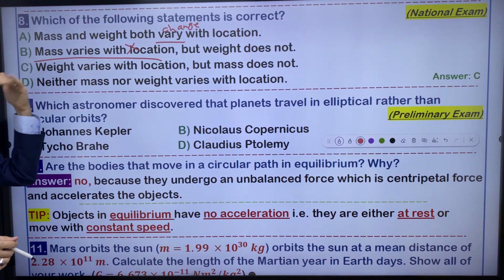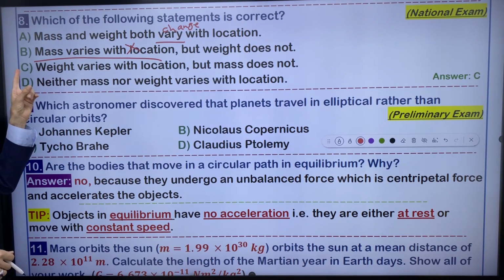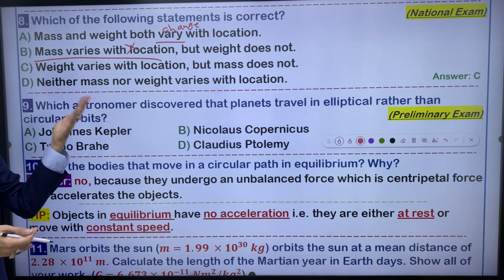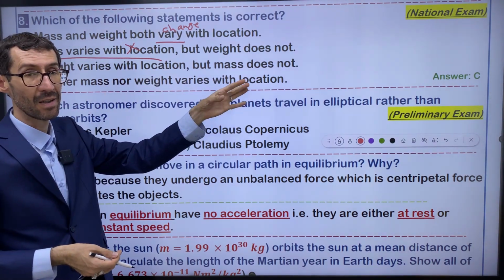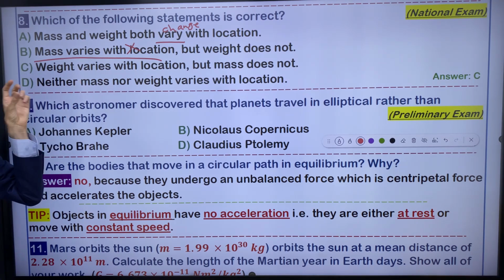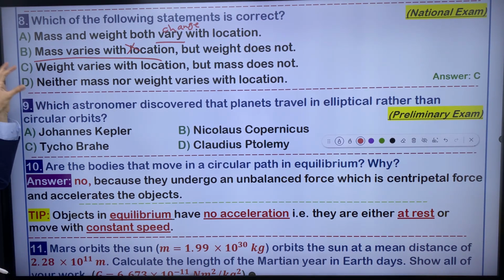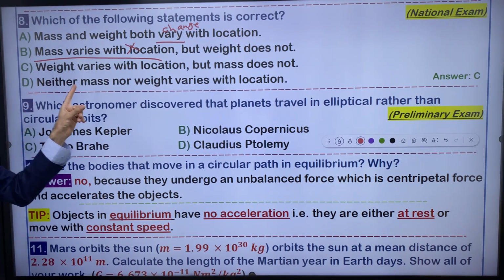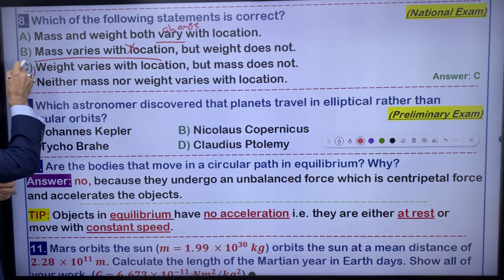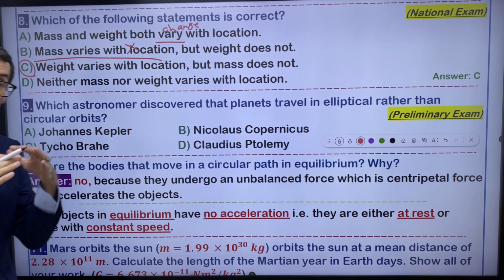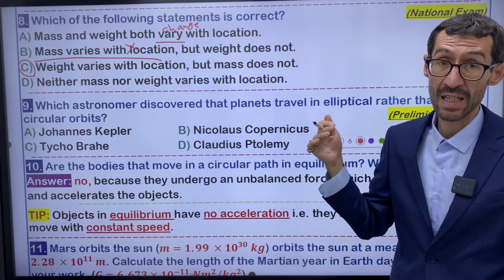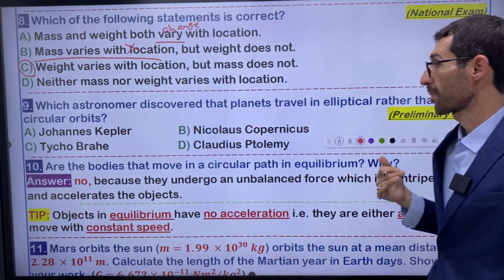That's why let's move on to option C. C says weight varies with location. Till now it's true. Weight varies with location, but mass does not. Cool. It's a nice interpretation. It's correct, right? Till now C is correct. D, neither mass nor weight varies with location, and it's wrong. That's why only C is true. Mass does not change, but weight changes from location to location.